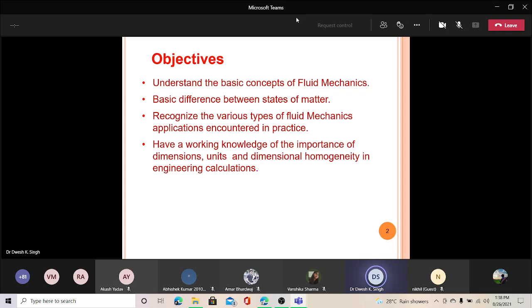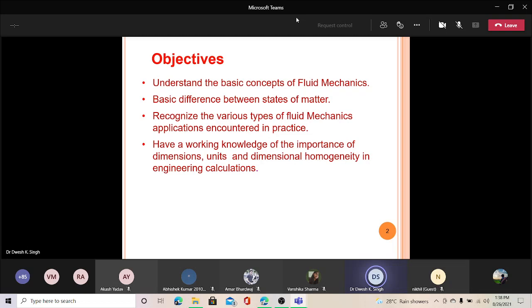To understand the basic concepts of fluid mechanics, specifically for Fluid Mechanics I, which will include the basic concepts. Then we will go through the difference between states of matter. States of matter means solid, liquid, and then we have gas. So we will discuss this briefly.